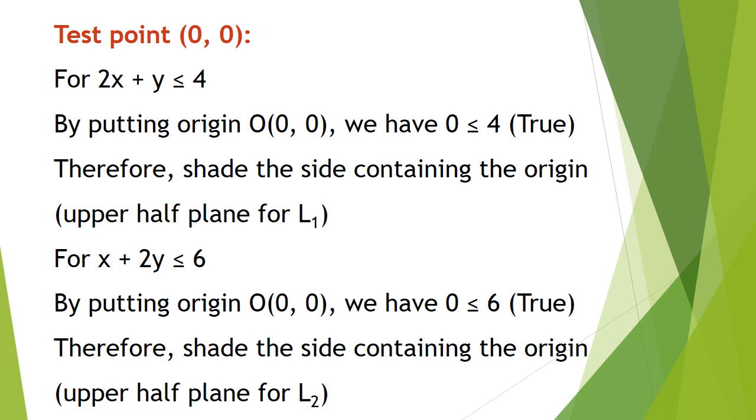Now students, as I told you before, if we have a true statement, then we have to shade the side containing the origin. And if we have a false statement, then we will shade the side which is not containing the origin. But in this case, both the inequalities are true for the test point, so we have to shade both of the sides which contain the origin. Now students, we will move to the graph to find the final shading.